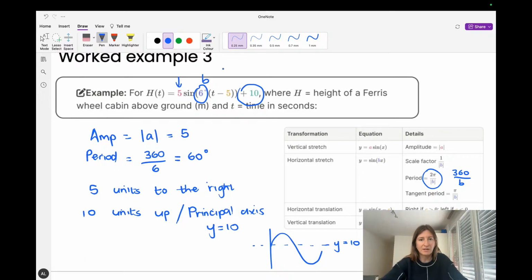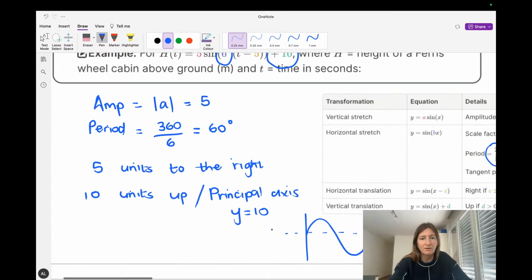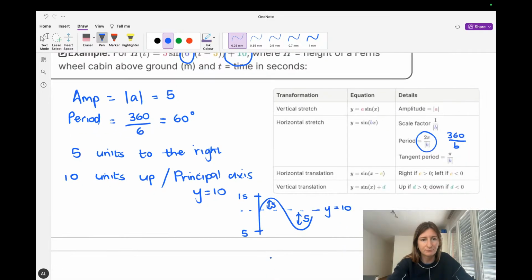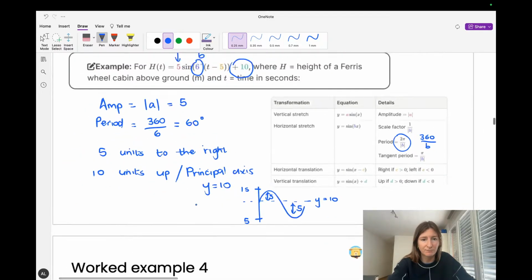This gives us a lot of information, actually, the amplitude and that. A lot of these are going to be really helpful because if I know that my principal axis is at y equals 10 and my amplitude is 5, each of these are 5, well then my maximum is at 15 because 10 plus 5, and my minimum is going to be 10 minus 5, which is 5. So that gives me a lot of helpful information about my graph before we've even started the question.